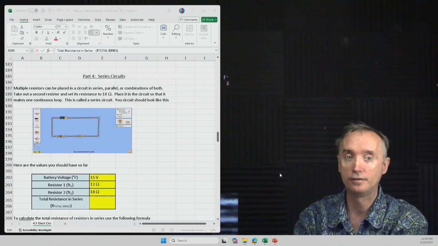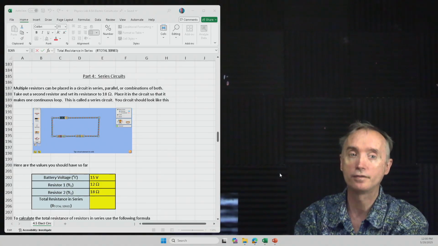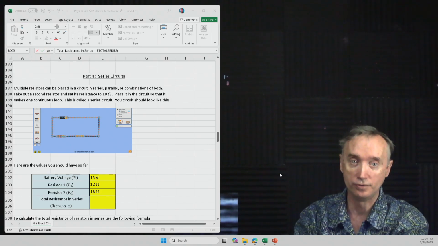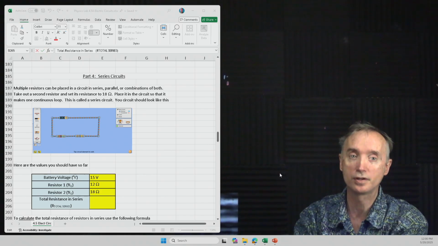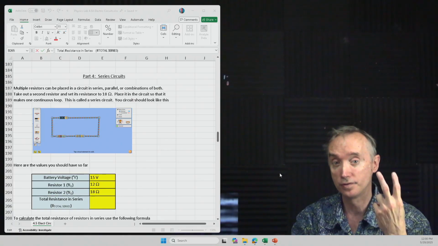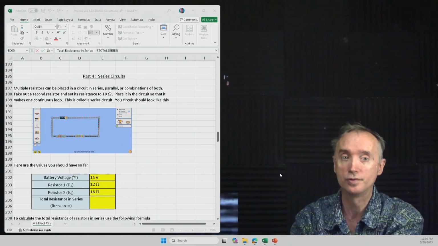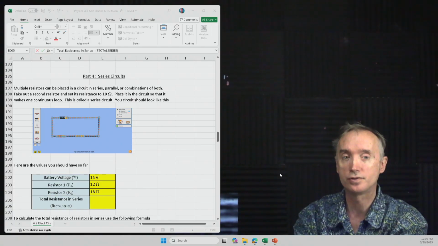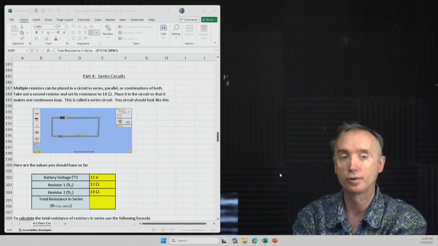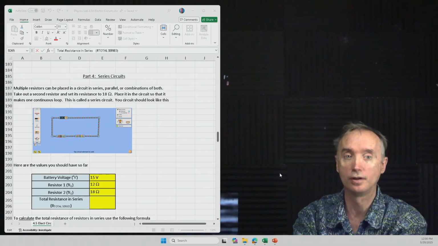So you can have series circuits, you can have parallel circuits, and you can even have combinations of series and parallel circuits, but we're not going to do that. So we're going to restrict it just to 2 resistors, and we're going to have 2 resistors in series and then 2 resistors in parallel, and we're going to see how is it alike and then how is it different.